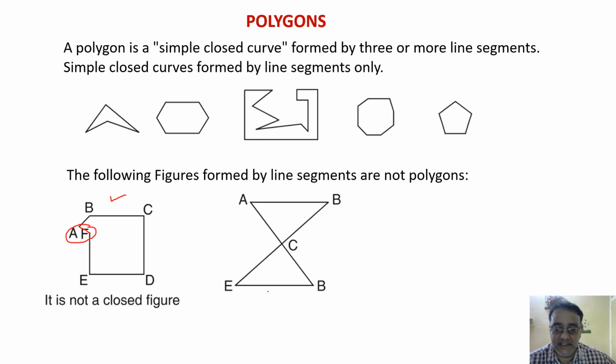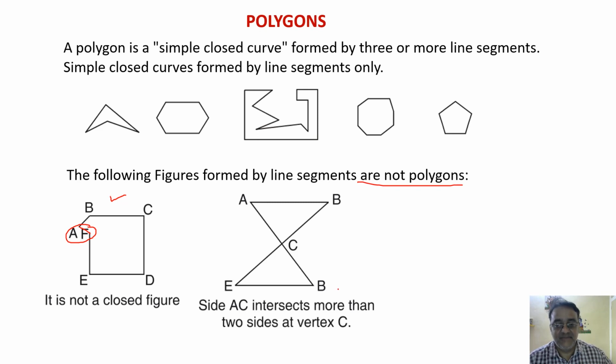एक मिनट, गीतम, this is not a polygon. Already यहाँ पे mention है, these figures are not polygons. Why is this not a polygon? Sir, it is intersecting, I think. Very good. This is not a simple curve because side AC intersects more than two sides at vertex C. See, they are intersecting at this point. So that is why we have to see only the simple closed curve. Now this is not simple.